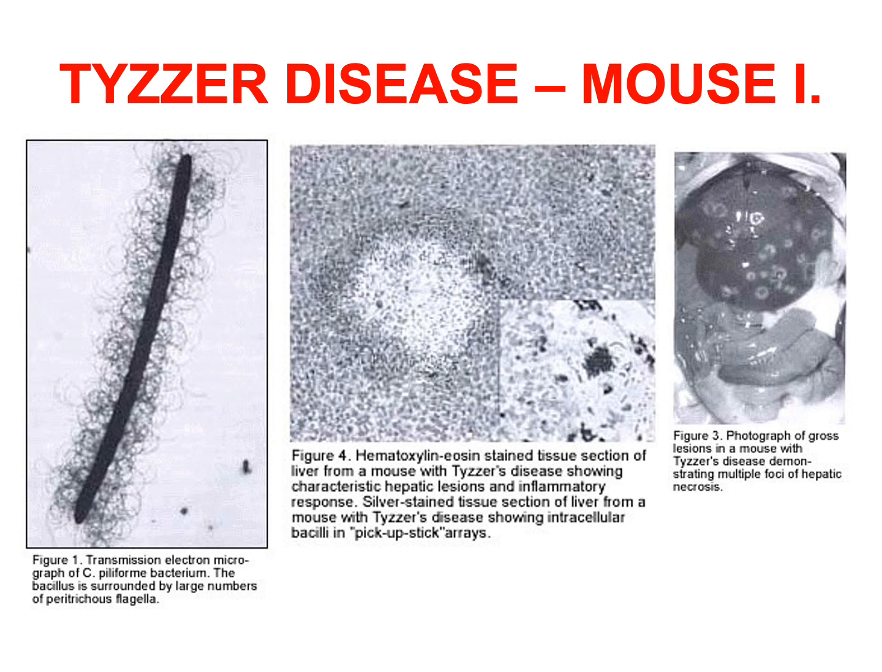tissue section of liver from a mouse with Tyzzer's disease, showing characteristic hepatic lesions and inflammatory response. A silver stained tissue section of liver from a mouse with Tyzzer's disease, at the right bottom, shows intracellular bacilli in a pick-up stick array. And the right picture is a photograph of gross lesions in a mouse with Tyzzer disease demonstrating multiple foci of hepatic necrosis.